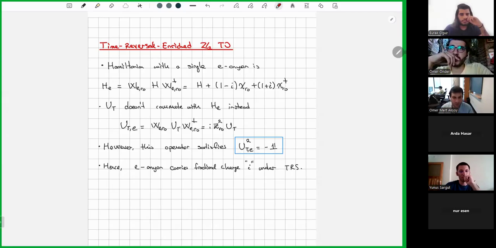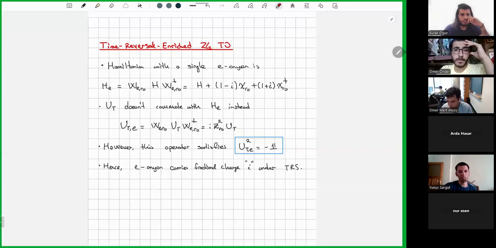And now also UT doesn't commute with the naive HE because it also doesn't commute with this unitary operator. I also need to create a new time reversal that is conjugated by this unitary. And this new time reversal turns out to be the old time reversal times Z square, if you do this calculation carefully. But now this operator is globally well defined. It commutes with the Hamiltonian with a single E anyon.